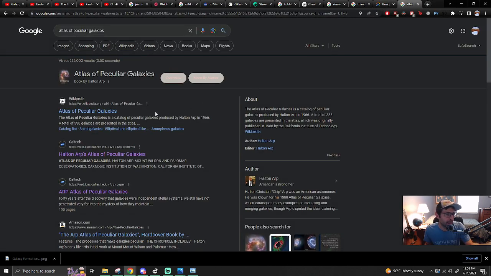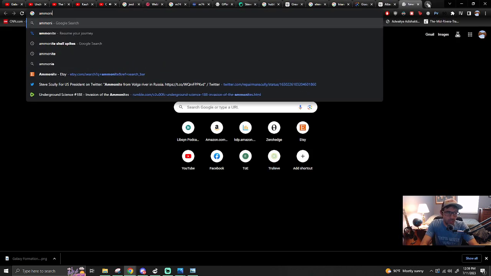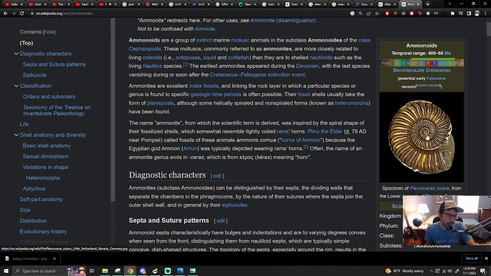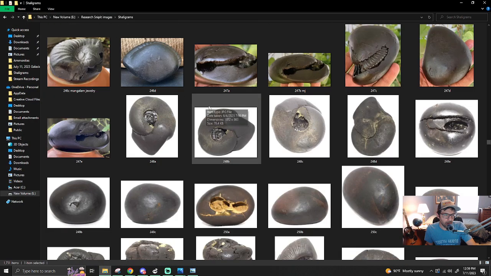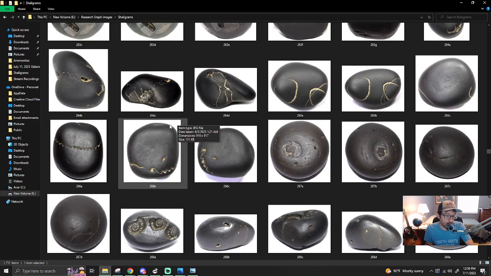Something about them that he said, okay, let's put this one in this list. A total of 338 galaxies. And he just compiled ones that he thought were interesting, that were not just basic in appearance. As for instance, if we look at an ammonite, this is more like what's typically seen when we look at ammonites. Then this is unique. They're all different here, shallograms.